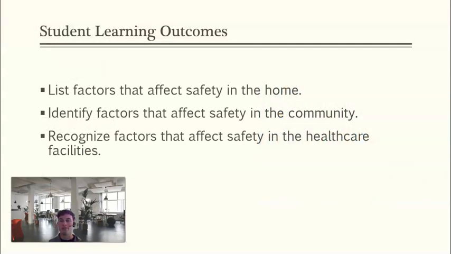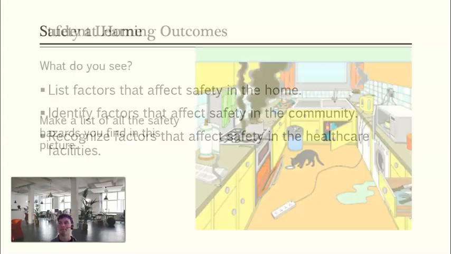So let's talk about some of our learning objectives. We're going to focus our efforts on listing the factors that affect safety in the home setting, and we're talking about the patient's home. Next, we're going to dive in and identify the factors that affect safety in the community. And then we'll summarize and recognize factors that affect safety in the healthcare facility as the inpatient setting.